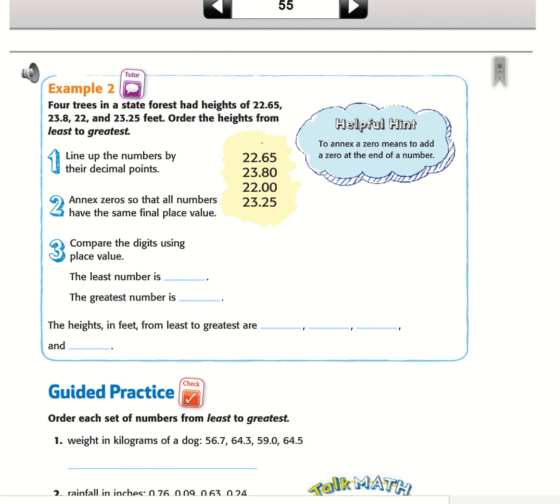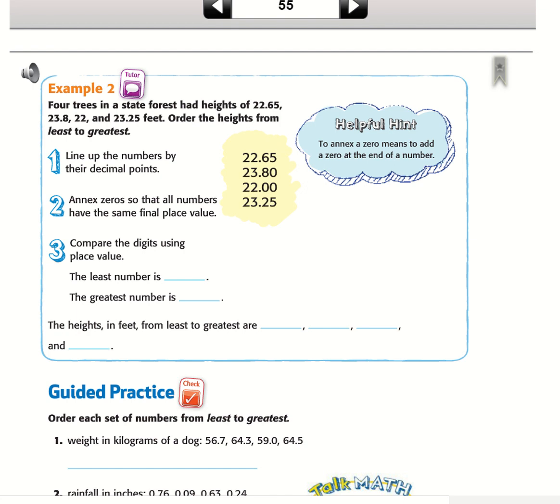Okay, so first things first, we're going to line up our decimals. So all of our decimals are lined up. That means now we need to line up all of our place values, which the book has done for us. What they've also done was they also annexed any zeros. Because we have numbers in our hundredths place, we added zeros to a couple of our numbers until we ended in our hundredths place.